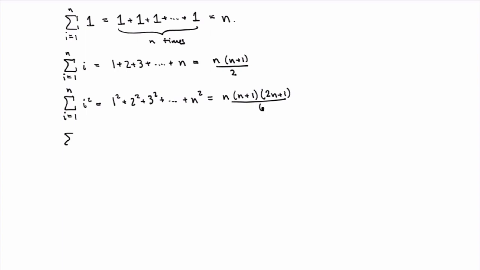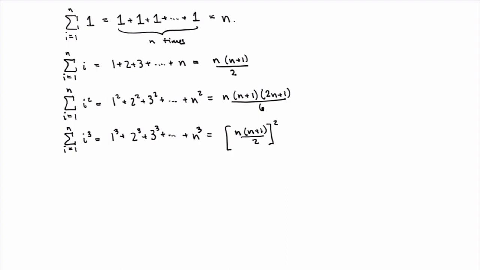And the last one is the sum, again, from i running from 1 to n of i cubed. So this is 1 cubed plus 2 cubed plus 3 cubed, all the way to n cubed. It turns out that this is equal to n times n plus 1 over 2, the whole thing squared. It's quite interesting to remark that this is just the square of the previous sum. So the summation of the cubes gives you the square of the summation from 1 to n, which is not obvious at all.